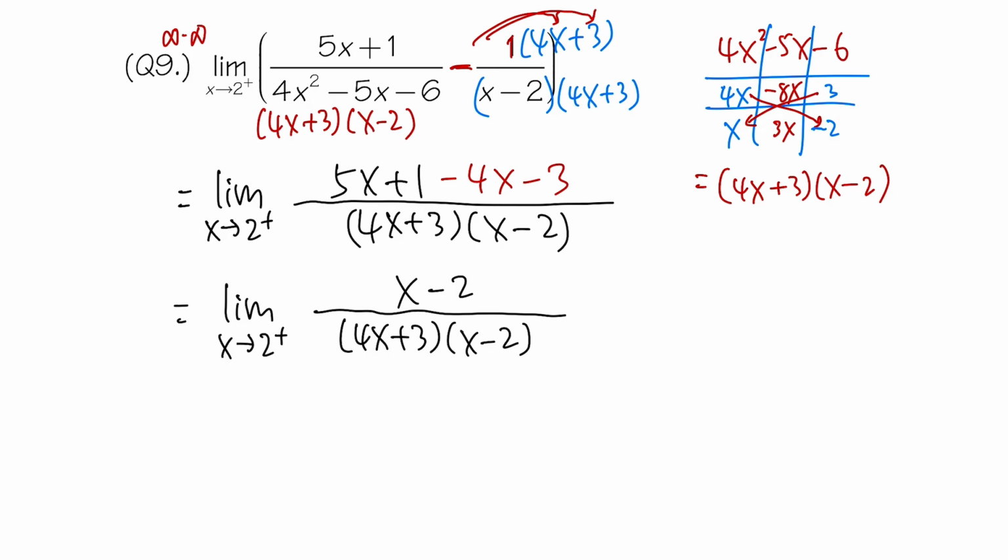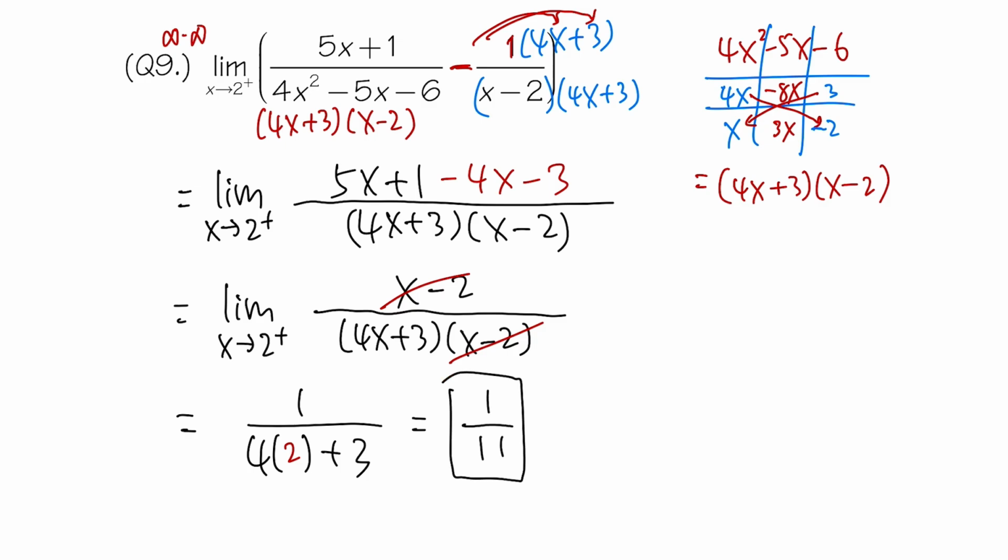Quite nice, because x minus 1, x minus 2 cancel. So we have just a 1 on the top. And I'm just going to be plugging 2 into here. So 4 times 2 plus 3. You don't have to put on the plus because we're at the very end. Work that out. You get 1 over 11. Yeah, 1 over 11.